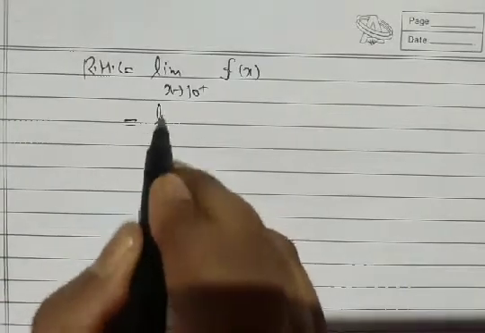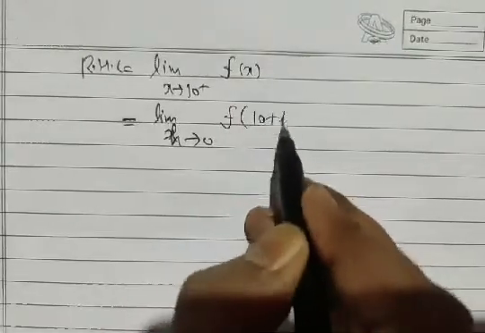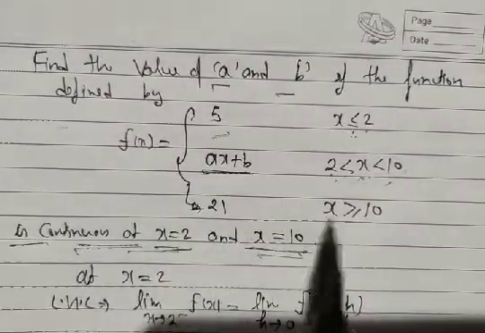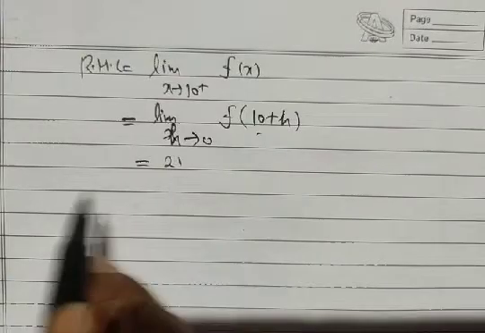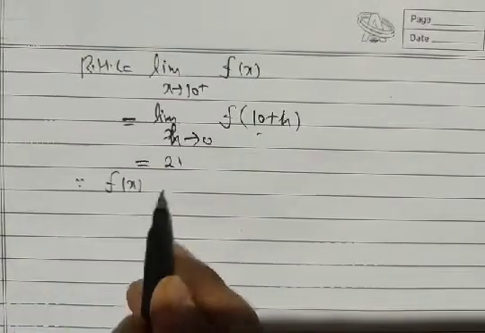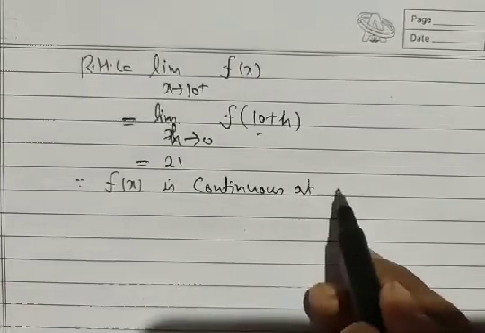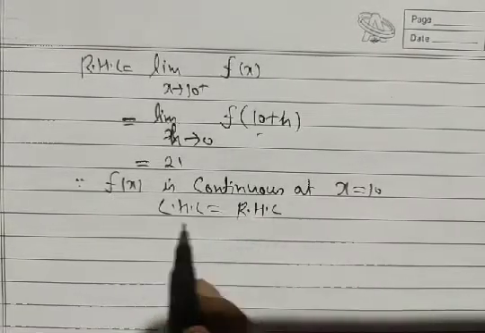Limit x tends to 10 plus f(x), which is limit h tends to 0 of f(10 plus h), when our point is greater than 10. Look, when x is greater than or equal to 10, then our value is 21, so its limiting value is 21. Now since our f(x) is continuous at x equal to 10, the left hand limit is equal to our right hand limit.